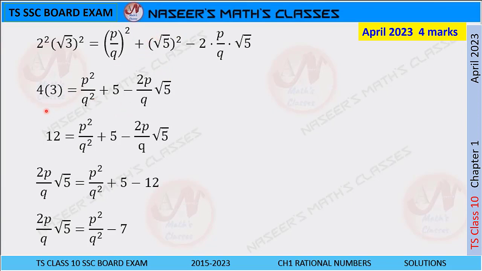Then we can write the next step as 4 3s are 12 is equal to p square by q square plus 5 minus 2p by q root 5. Next we transpose 12 from LHS to RHS and minus 2p by q root 5 from RHS to LHS. Then we can write it as 2p by q root 5 is equal to p square by q square plus 5 minus 12. 5 minus 12 will become minus 7. Then we get 2p by q root 5 is equal to p square by q square minus 7.